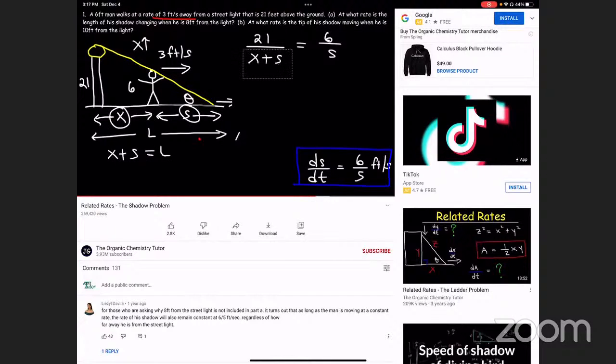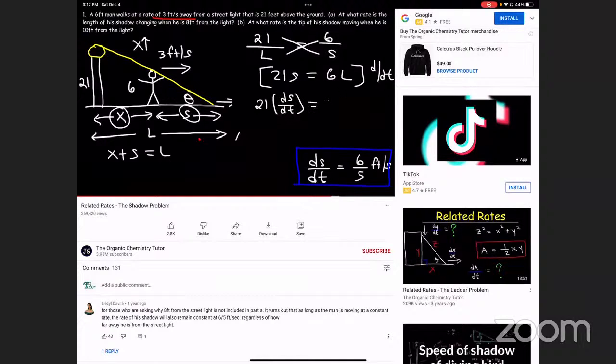So therefore, we have this expression: 21 over L, the tip of his shadow, is 6 divided by s, where L is the tip. Let's cross multiply. So we have 21s is equal to 6 times L. And now, in this form, let's differentiate both sides with respect to time. So the derivative of 21s is going to be 21 times ds/dt, and the derivative of 6L is going to be 6 times dL/dt.